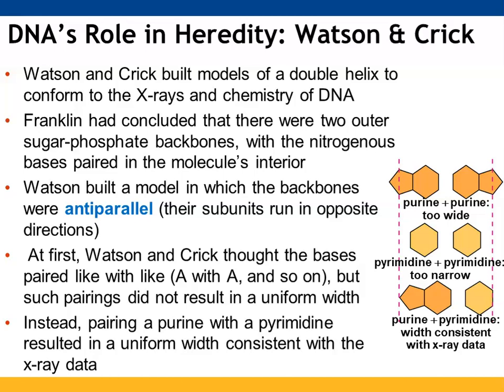If you had two purines paired together, the spacing between the backbones was too large. And if you only had the two pyrimidines together, which is what you would have had if the bases had been identical, then it would have been too small. But you needed that blend of a purine with a pyrimidine to be consistent across the board for it to make sense with the pattern that was predicted from the X-ray crystallograph.